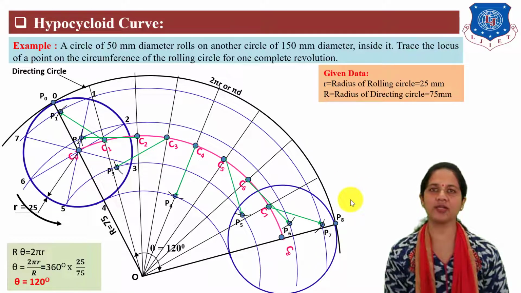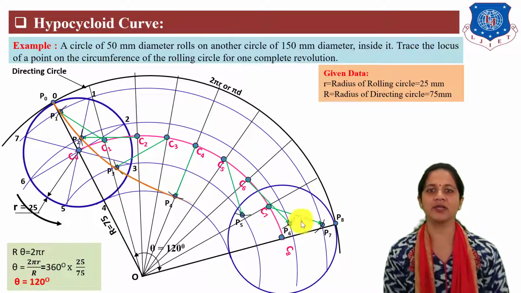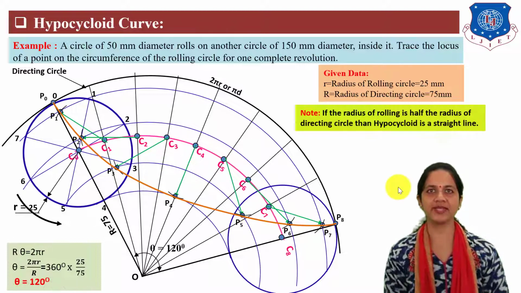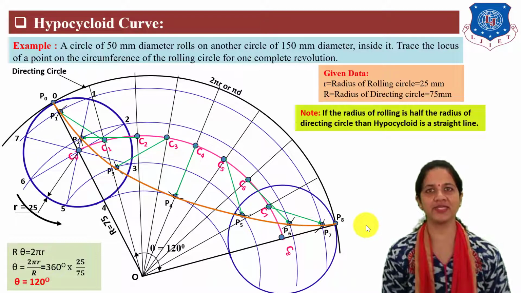Next, connect all these locus points freehand in the form of a curve. Then we will get the hypocycloid. One thing to always remember: if the radius of the rolling circle is half the radius of the directing circle, then the hypocycloid is a straight line. So this is the end of this session.